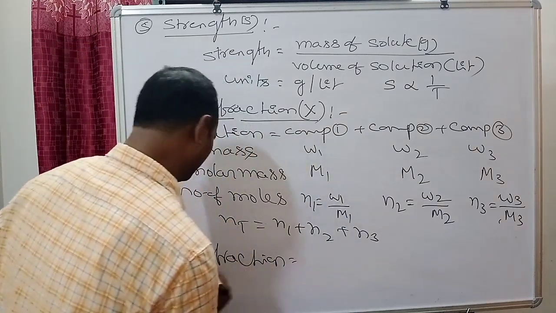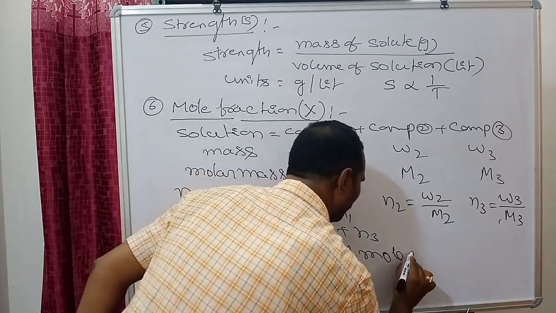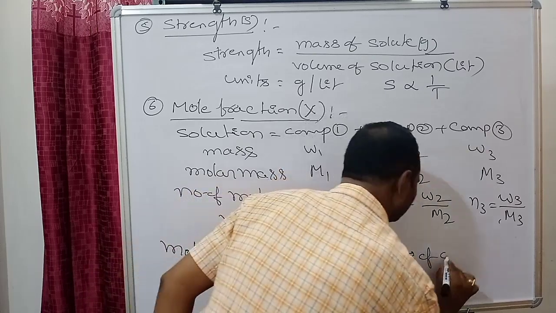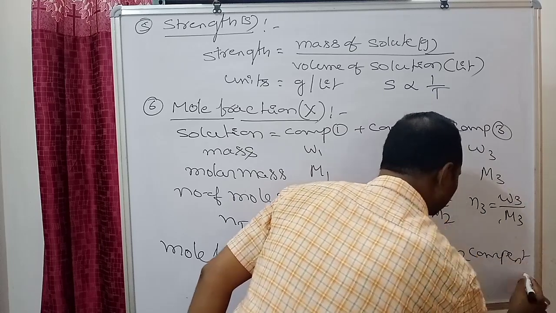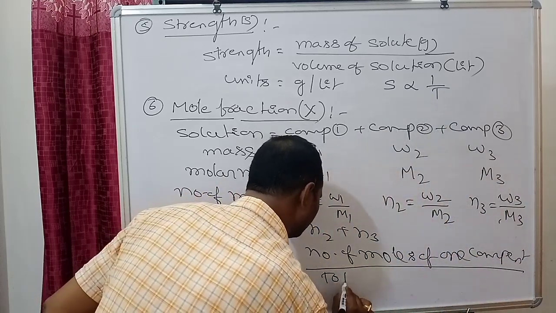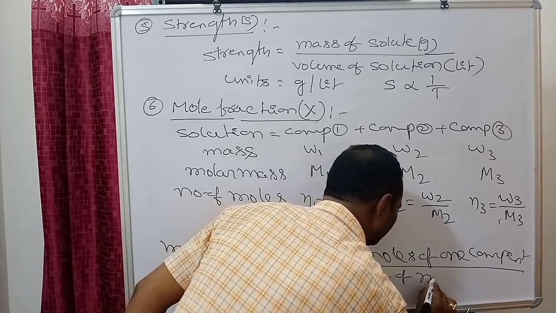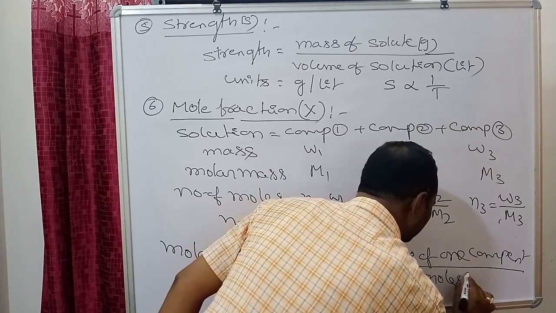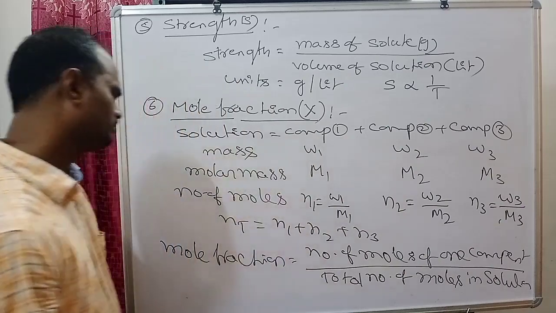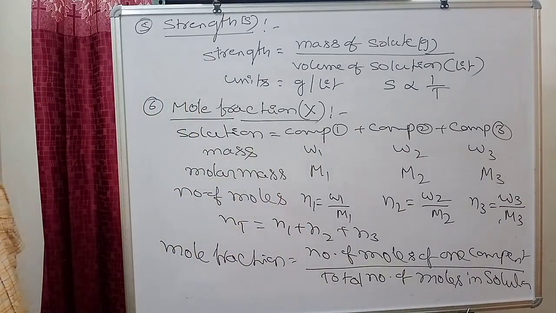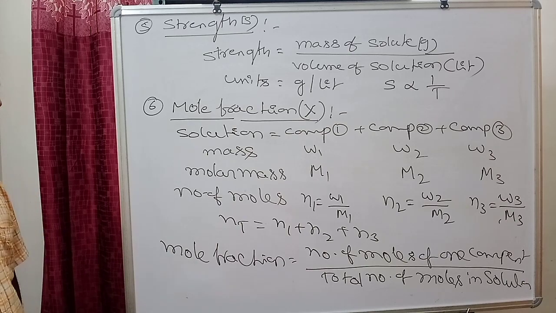Now, the mole fraction formula: mole fraction is the number of moles of one component or substance by the total number of moles in the solution. Total number of moles in the solution is the denominator in the mole fraction.